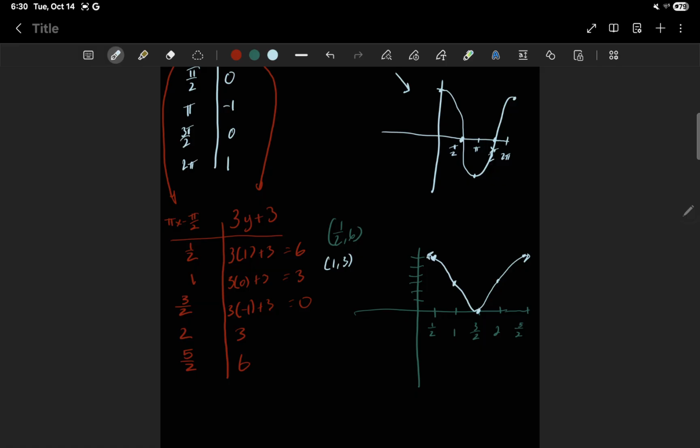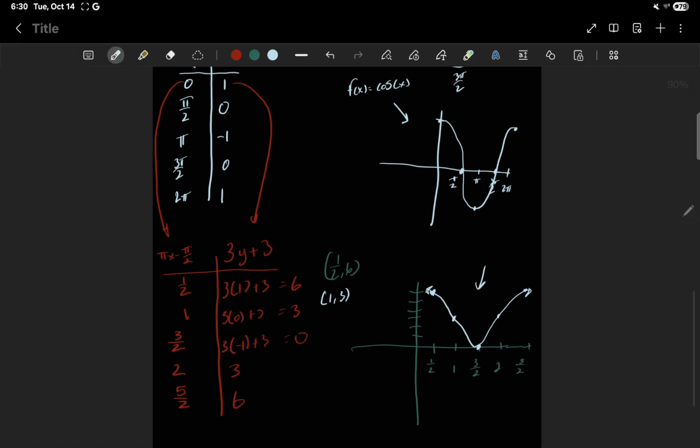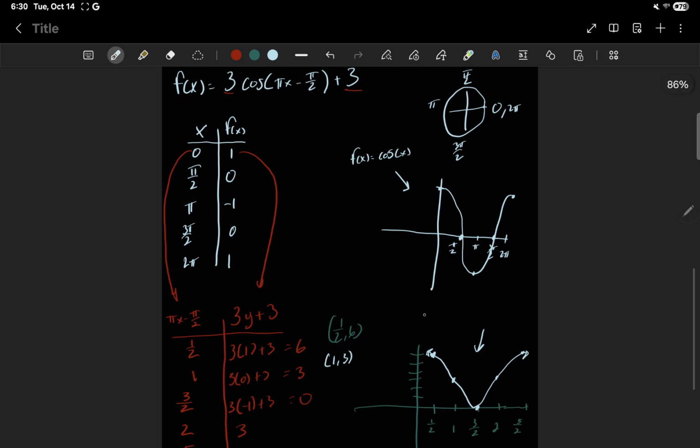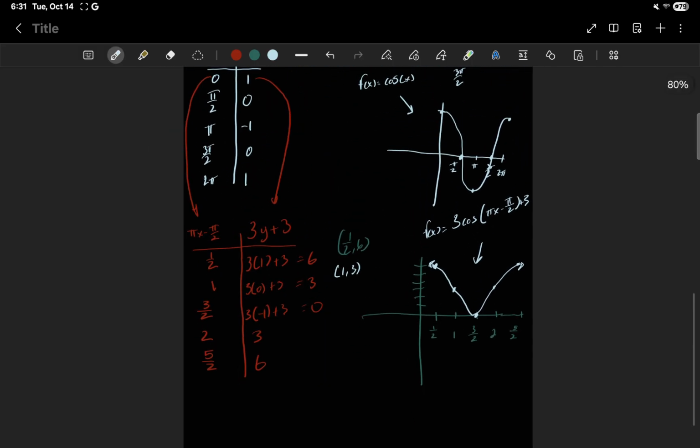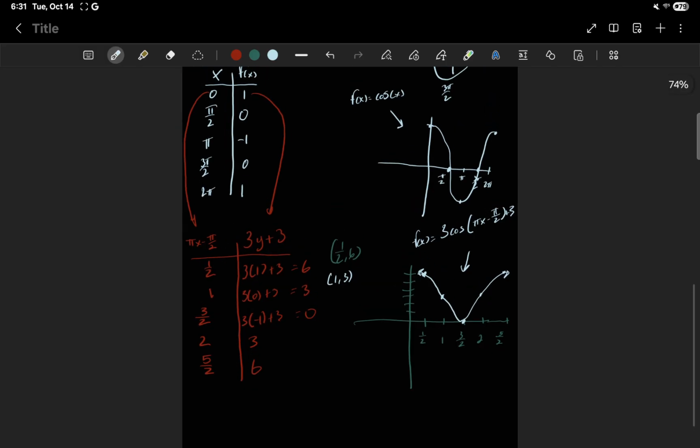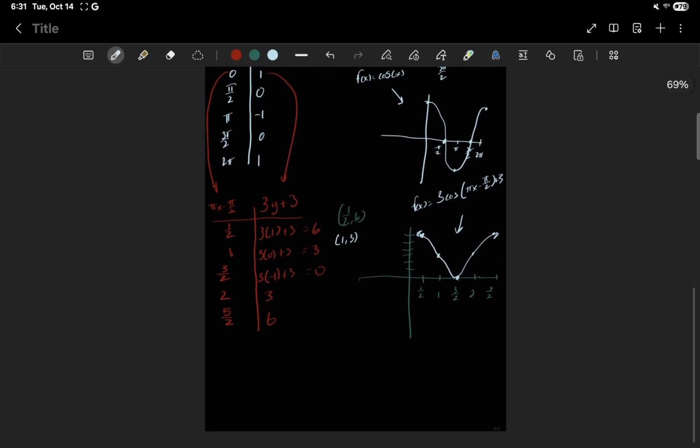So there's the transformation. So this graph here is the graph f of x is equal to 3 times cosine of pi x minus pi over 2 plus 3. So there's that graph. Okay, so now we did sine and cosine. Let's hang on to this table because what we're going to graph next is secant.